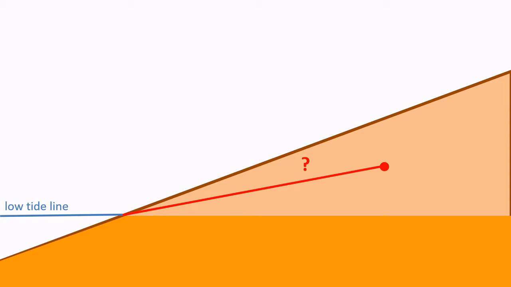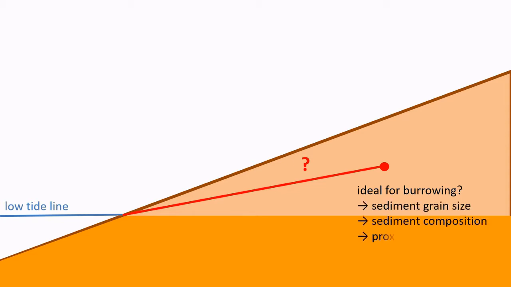As stated, the angle of the bank has a weak positive relationship with the burrowing density of Chinese mitten crabs. Whether an area is ideal or at least suitable for general crab burrowing depends on a mix of factors. That includes sediment grain size, sediment composition, and proximity to water that may affect the water content inside the sediment.